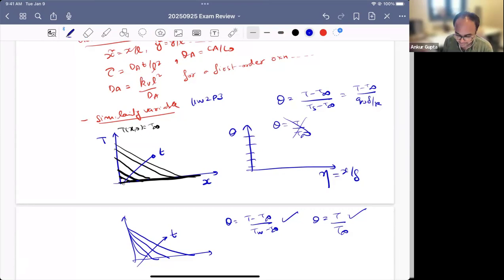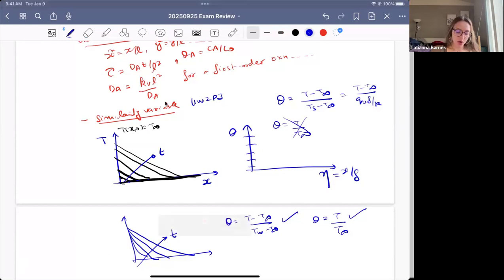Yeah. Hello, I was working through the practice exam again, and I got to problem 3, and I think I just need a little bit of clarification.